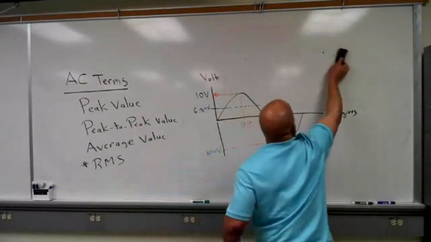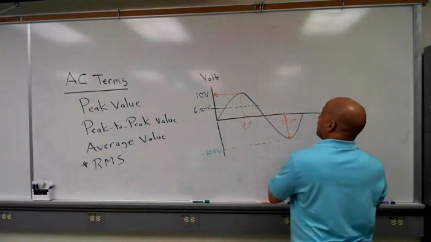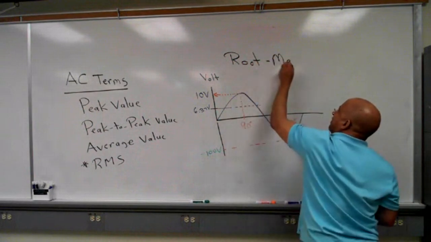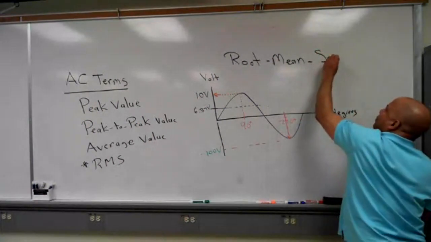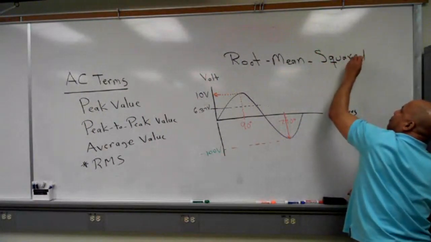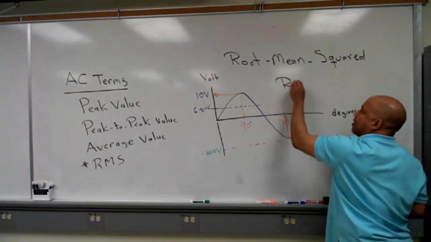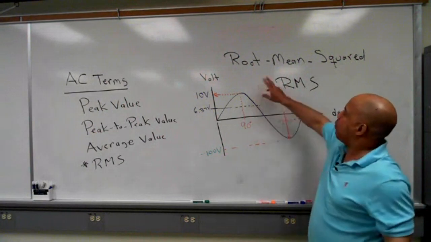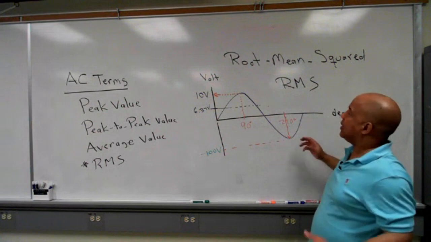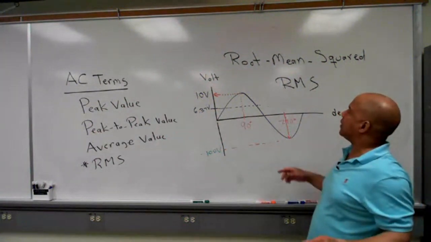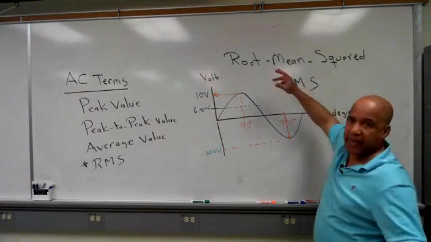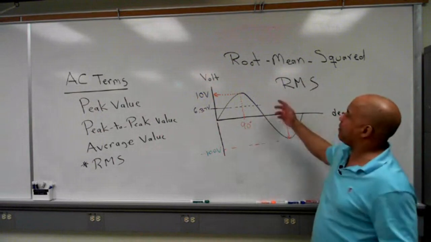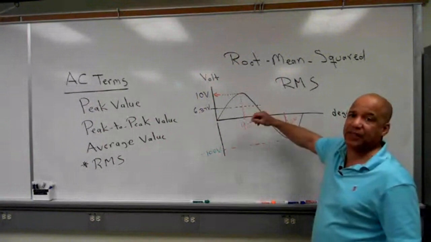So RMS stands for root mean squared. You don't have to know that, but in the formula to get the RMS value, there's a complicated formula that involves a square root. It involves taking the mean, which is a kind of an average. It involves some math basically, and so they kind of named the voltage after some of the mathematical operations you got to do to get it.